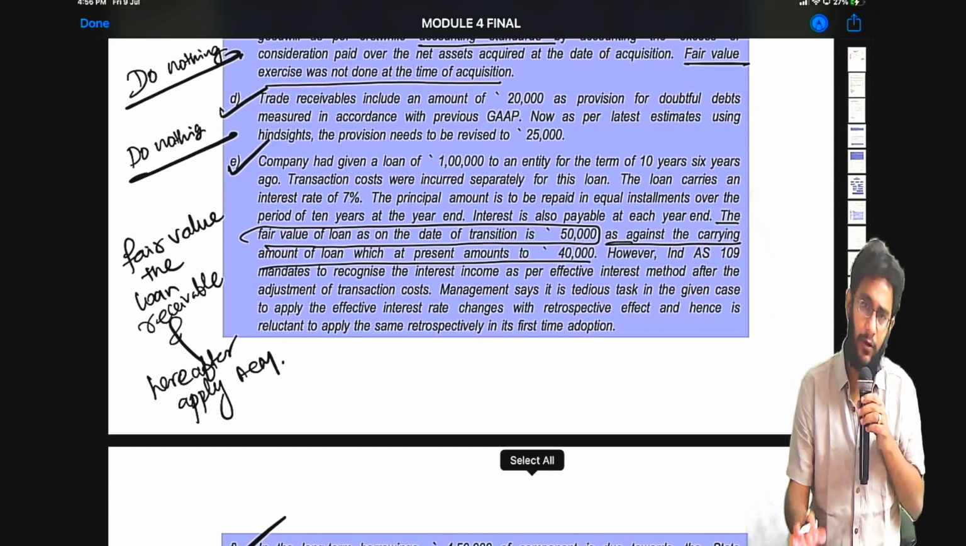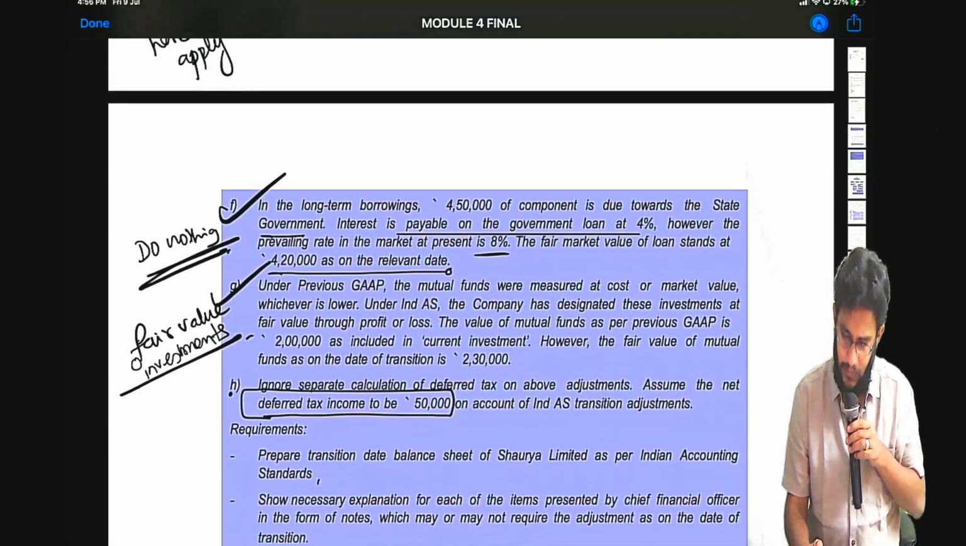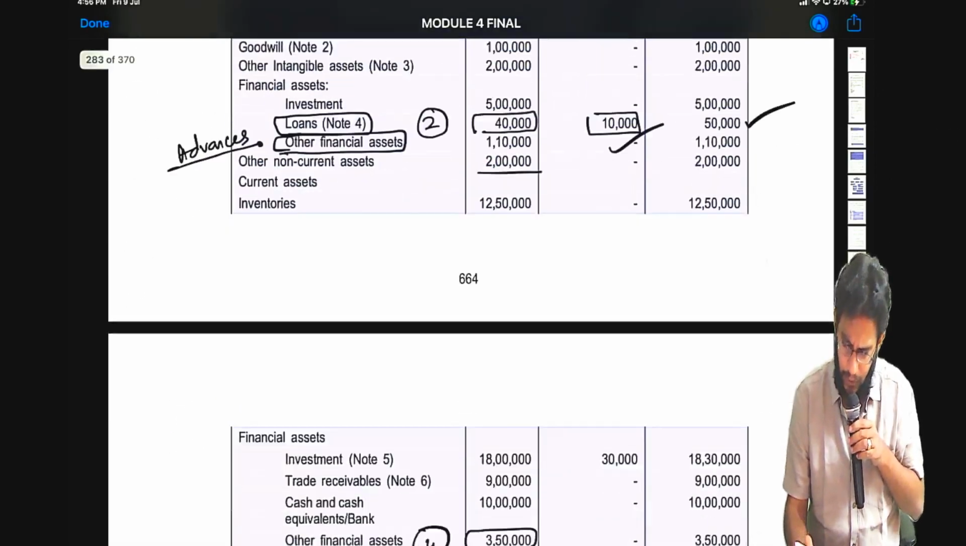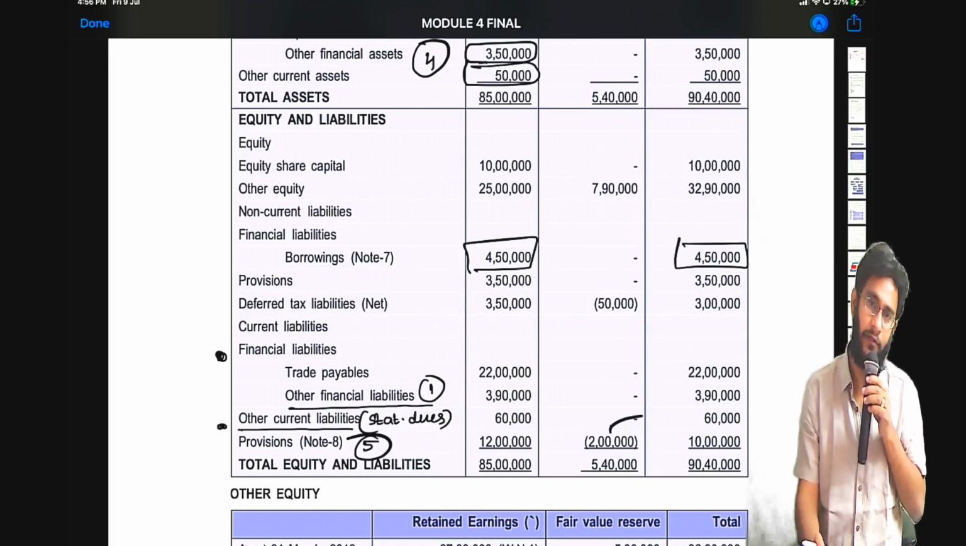Loan receivable 14, you have to make it 50. That we have seen, he has made it here. Second adjustment. Long term borrowings, you are not supposed to do anything. So 4,50,000 will stay put like that only, since that is a government loan, you are not fair valuing it and all.